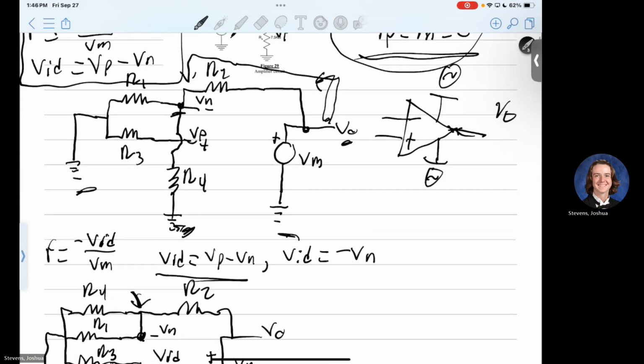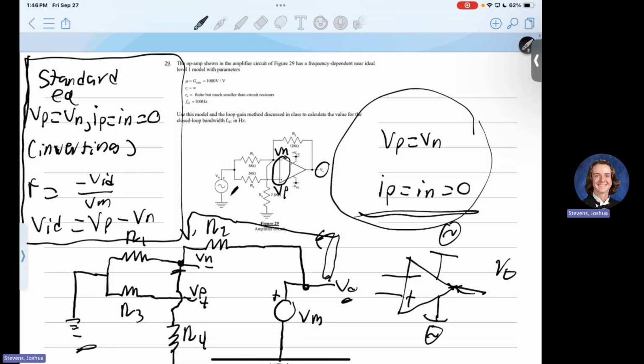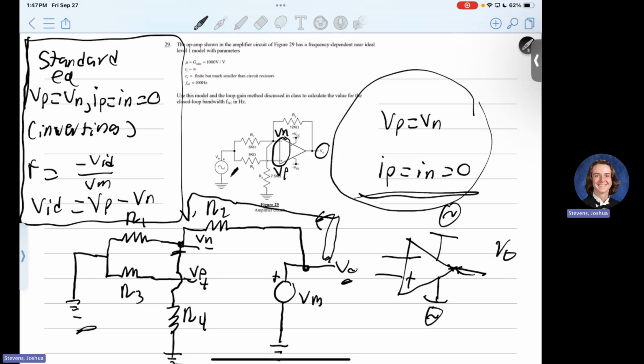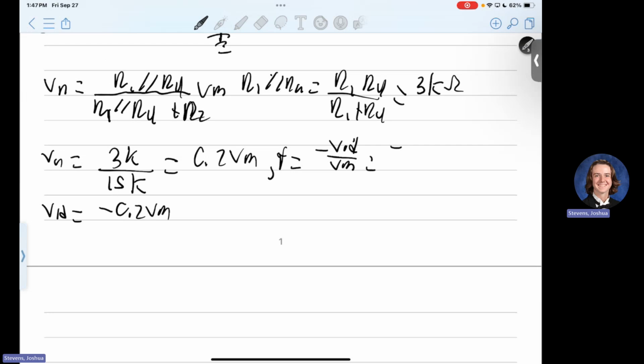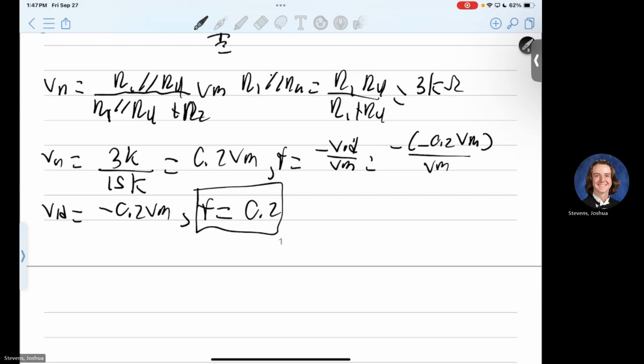Okay. Yes, the top two are the standard. Where I have the inverting part in the parentheses, after that is inverting only. Okay, so we're here. We have VID equals negative 0.2 Vm. The feedback equals negative VID over Vm. So we got a negative times a negative 0.2 Vm over Vm. So literally, feedback equals 0.2. Are we here in agreement?